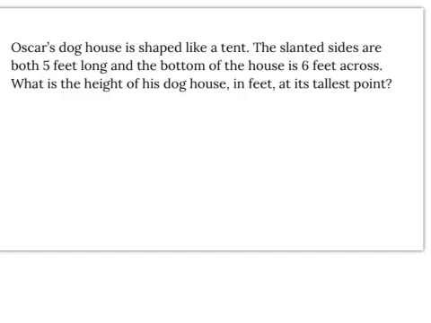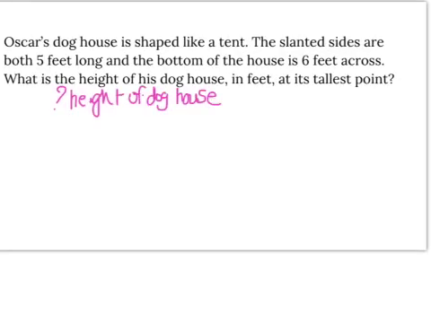So first thing I'm going to do is identify what I am looking for. My question: I am looking for the height of the doghouse, which is shaped like a tent, so I'm going to go ahead and draw my tent. Then I'm going to label my sides that I'm given. It says the slanted sides are both 5 feet. And then it says the bottom of the house is 6 feet across, so this whole thing is 6.